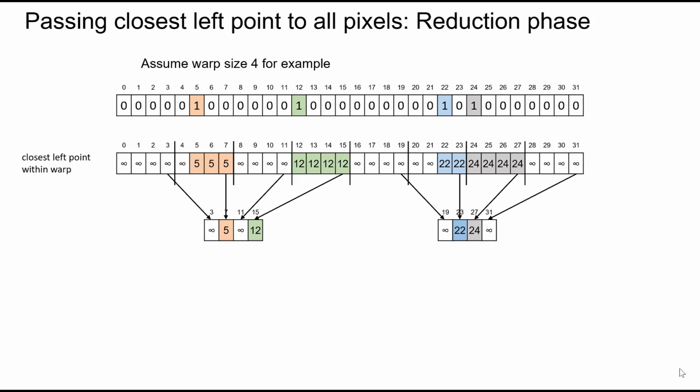We can compute the left closest point in order 1 in a warp. This part will show how the closest point is passed to all pixels. We use a reduction phase and downsweep phase to pass information to all pixels.